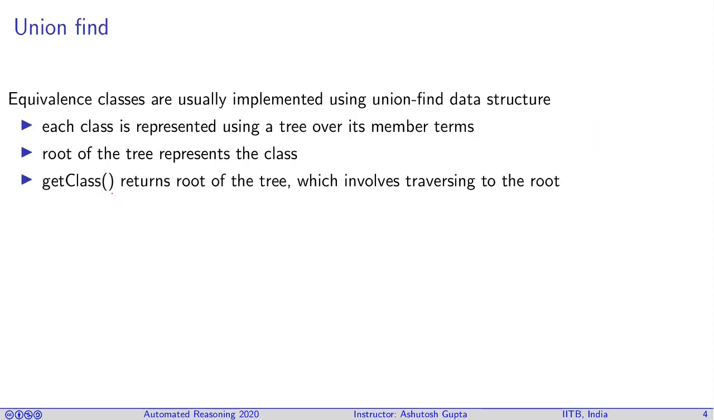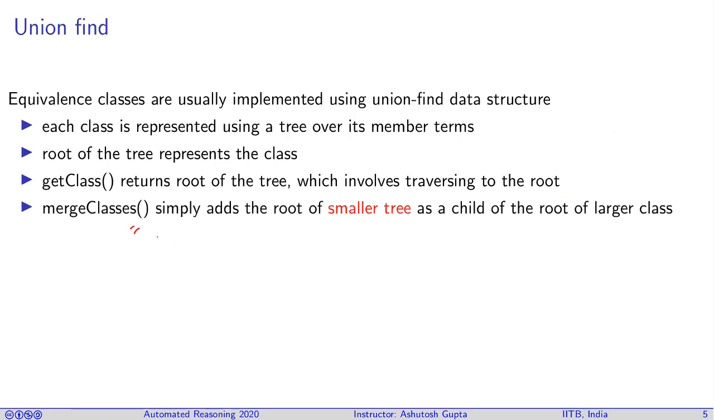The get class function: if you give it a term and ask what is the class of this term, it will return the root of the tree, which involves traversing to the root. We will see how this traversal happens.